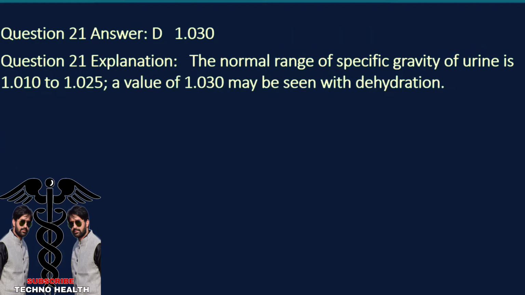Question 21 Answer: D. 1.030. Question 21 Explanation: The normal range of specific gravity of urine is 1.010 to 1.025. A value of 1.030 may be seen with dehydration.